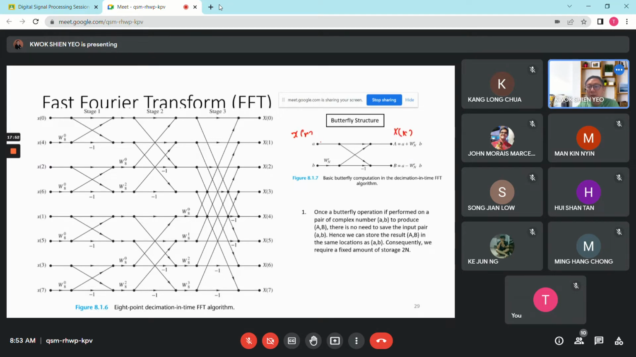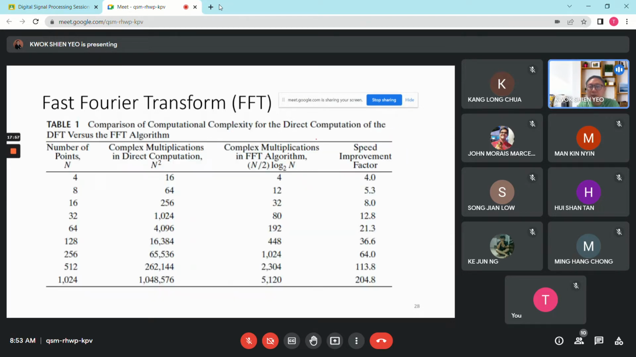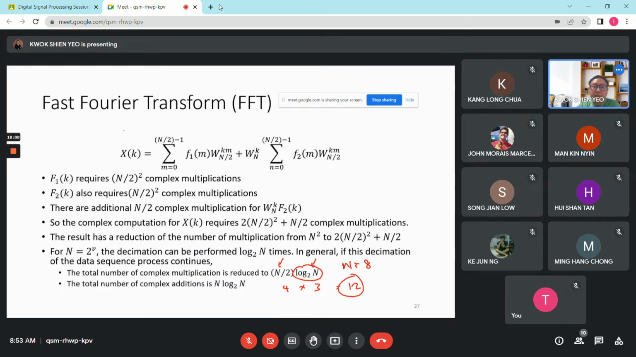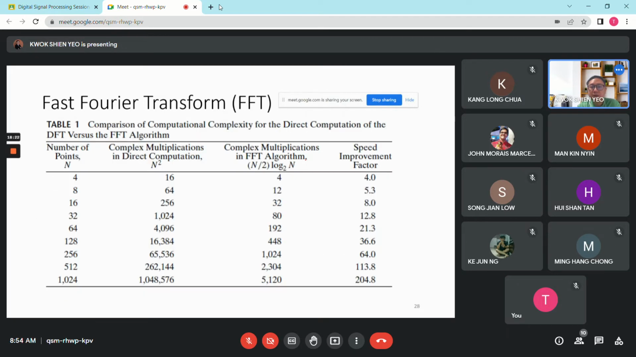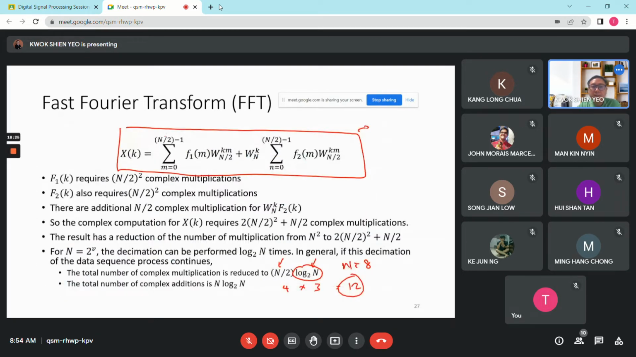So why this process? For now you cannot see how this process is related to these equations. So how is that possible? This equation can be translated into a butterfly structure. First of all, the butterfly structure has n equals 2, right? Because you see there are two values, right? So n equals 2.